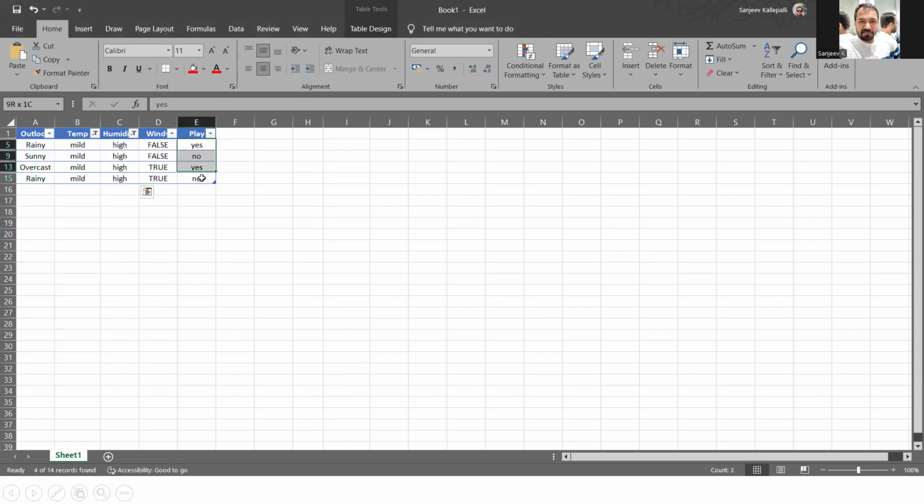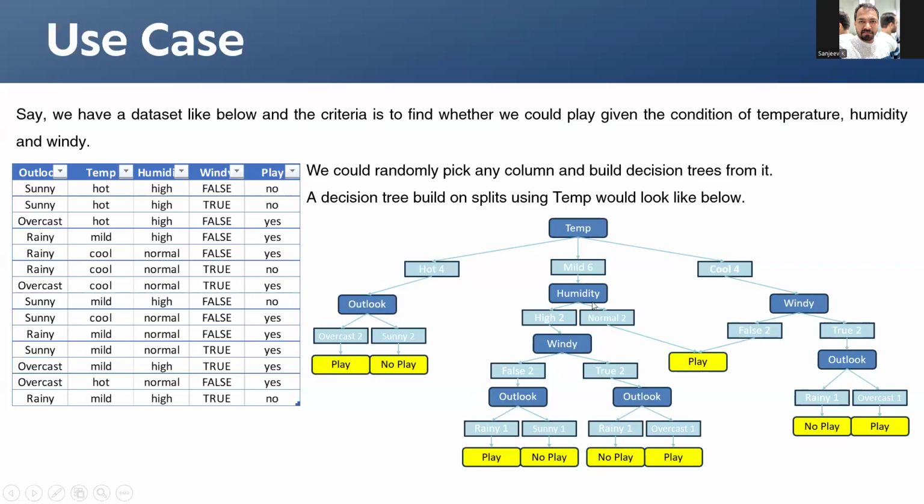Again in high, I have further splits. Still the impurity is there. After high, I'm going to choose windy. Again in windy, I have two more values, true and false. Like that, the decision tree is going to be made.